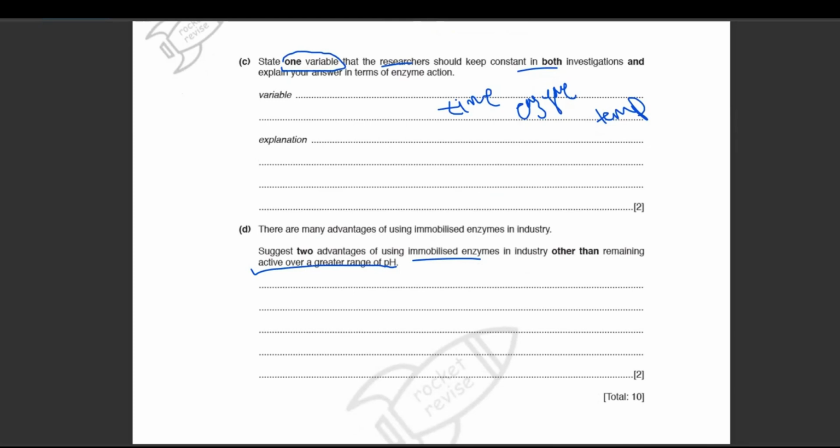protective layering. ठीक है? Number A, it is economical. B, it increases the shelf life of enzyme. C, it does not denature if the temperature increases. So these are lots of points that you can add.